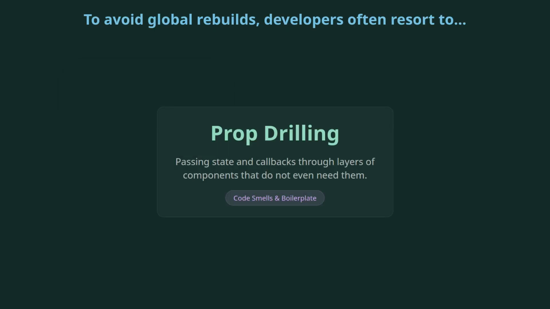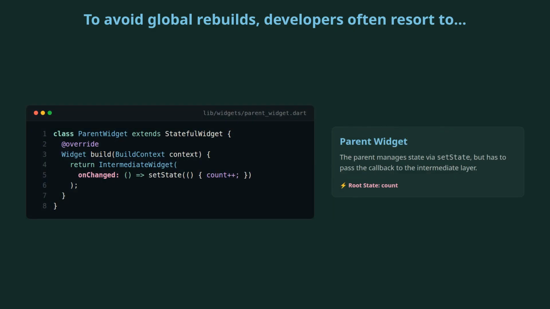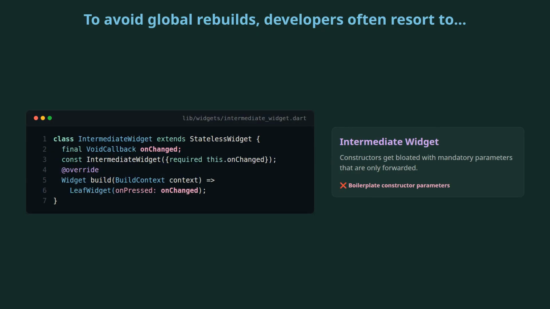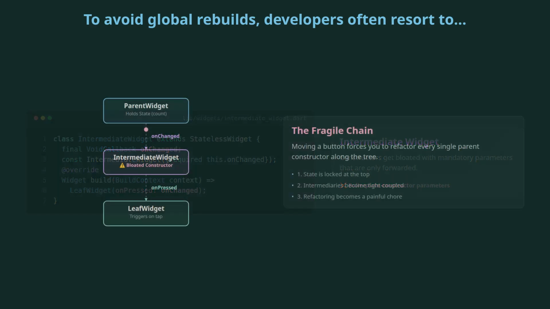To avoid global rebuilds, developers often resort to prop drilling, passing callbacks down through layers of constructors. In this Dart code, we see the parent state being threaded down through intermediate widgets just so a button can call onChanged. Not only does this bloat your constructors with boilerplate, but it tightly couples your UI widgets to your business logic. If you decide to move the button, you have to refactor 4 different files.